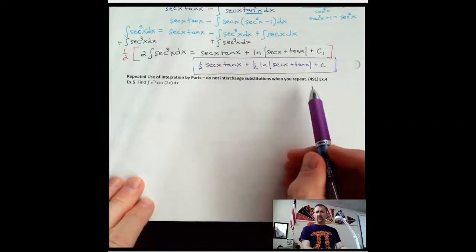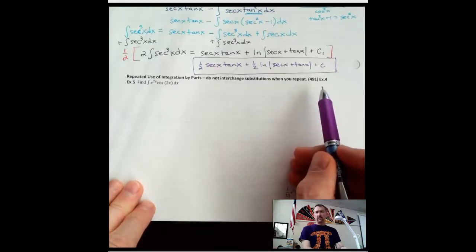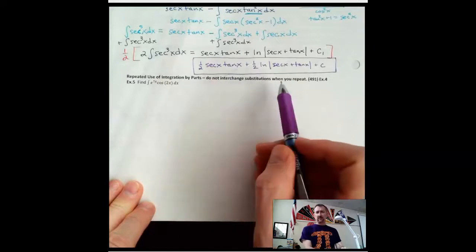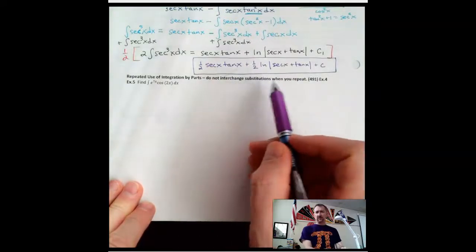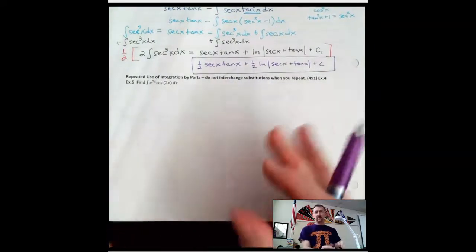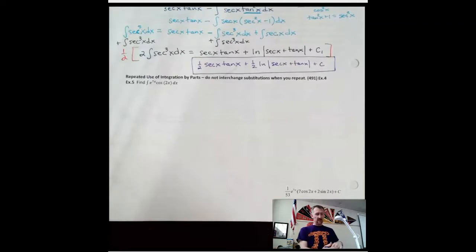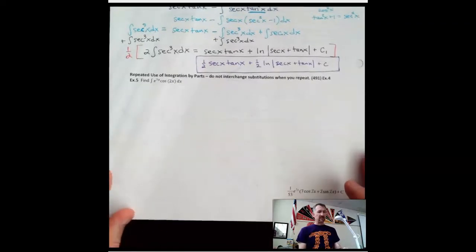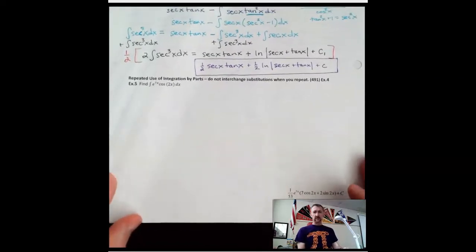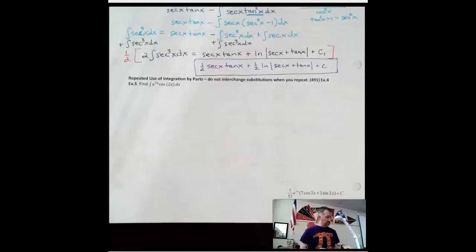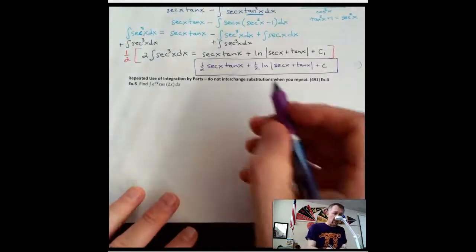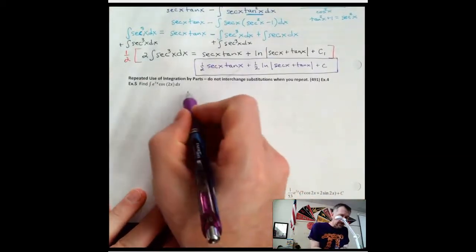So on page 491, example 4, there's an example like this also. Do not interchange your substitutions when you repeat. So we're going to have to use integration by parts at least twice here. So when we go to do the second time, what they're saying is don't mix up your substitution, don't switch your substitutions. That might not make that much sense now, but let's see how it comes out in the problem. Okay, so same thing I've been doing the whole time here.